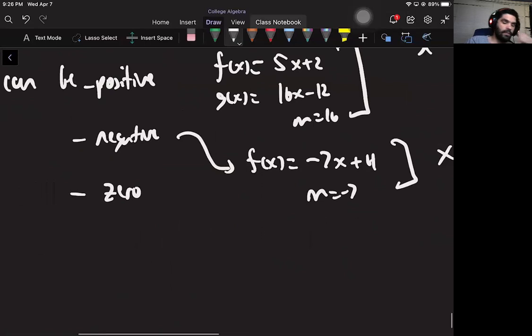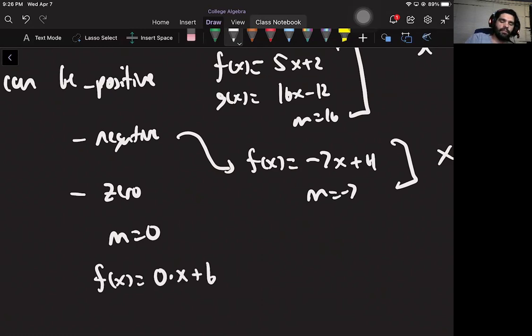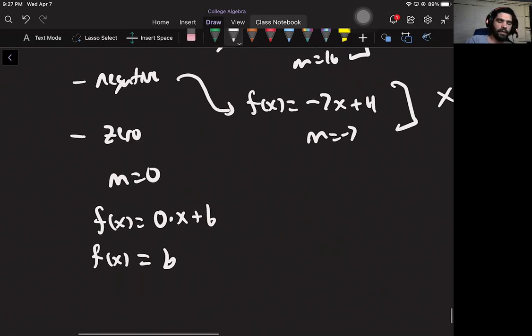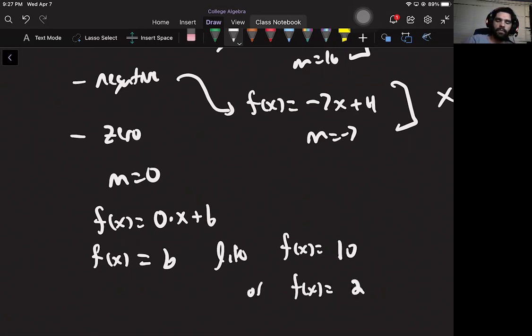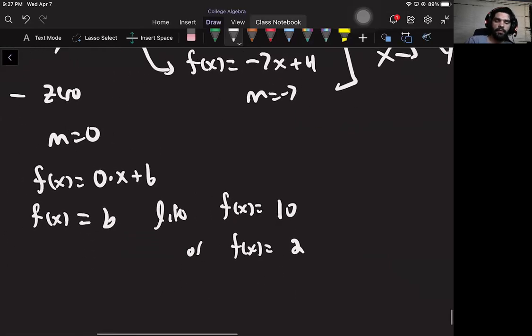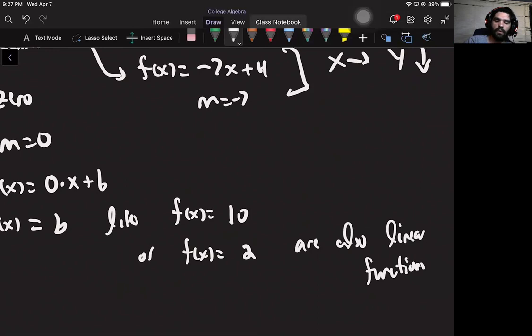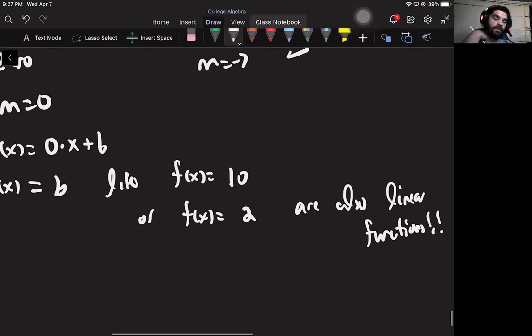But in fact, m could also be 0. So then it looks a bit weird: 0 times x plus b. 0 times x is just 0, so you would just write this as f of x equals b. So you can have things like f of x equals 10, or f of x equals 2. And these are also linear functions, even though they have no m. Well, they do have an m. It's just hidden away because it's 0.